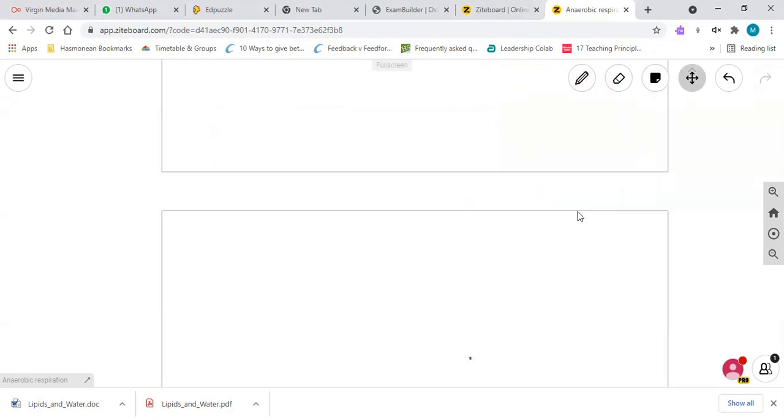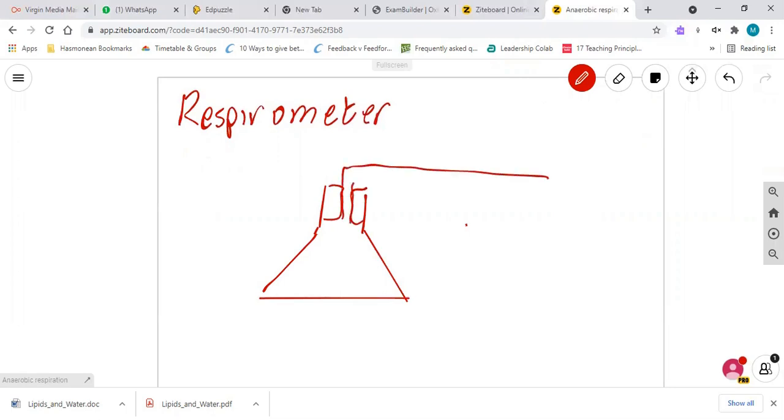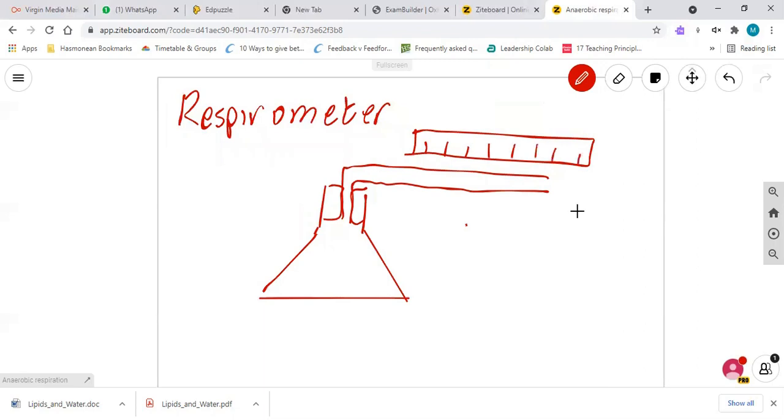Move it down here, and we're going to look at how a respirometer could work in anaerobic respiration. We came across them already in aerobic. So it's a slightly newer version than the one we were looking at before, but the principle is very similar. So we have a conical flask with a piece of capillary tubing coming out and a ruler, and you have a bubble. And we're going to put some yeast in the bottom.